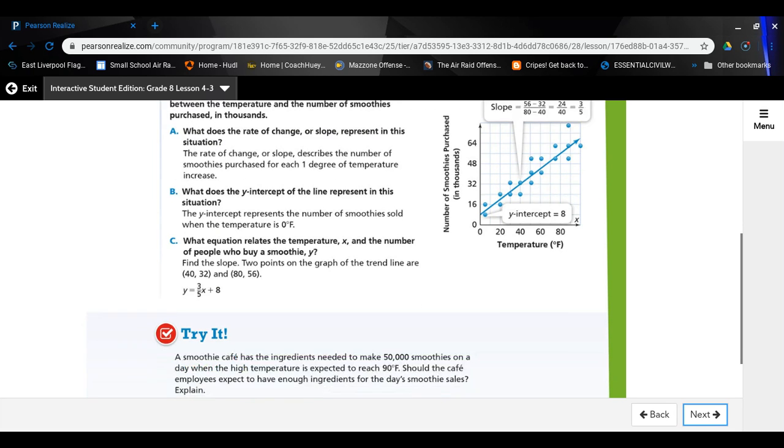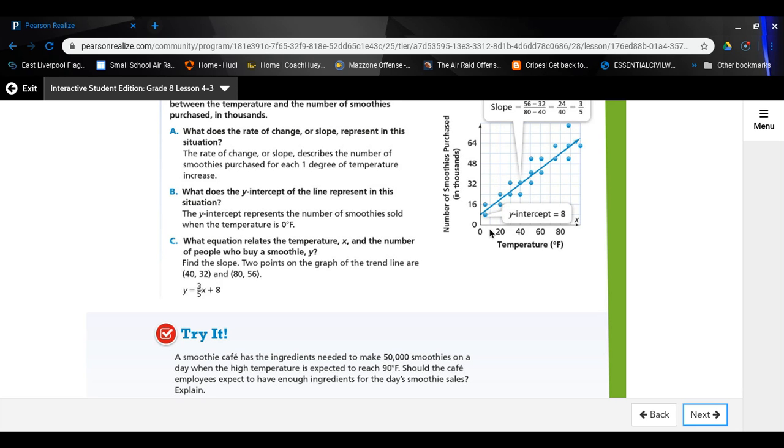The try it problem says that a smoothie cafe has the ingredients needed to make 50,000 smoothies on a day when the high temperature is expected to reach 90 degrees. Should the cafe employees expect to have enough ingredients for the day's smoothie sales? Explain. Now, how to do this is really, really, really complicated. Pay attention. You might miss something here.